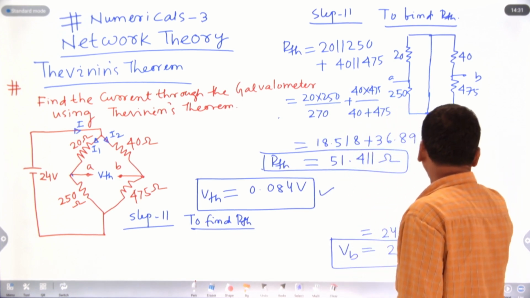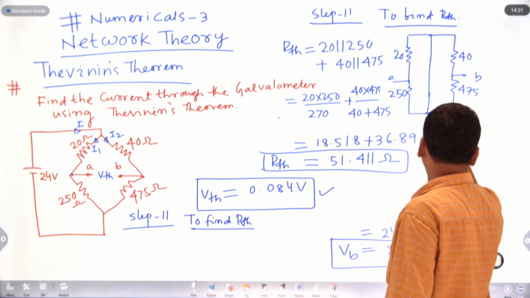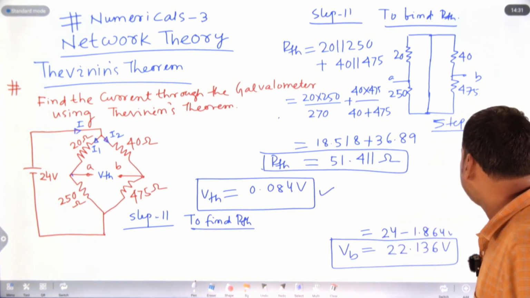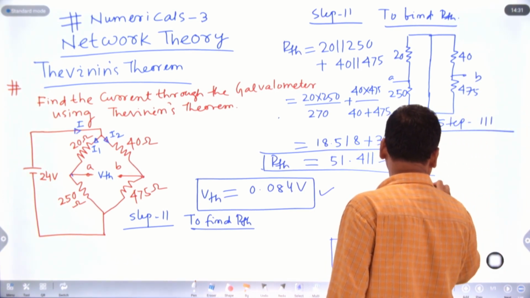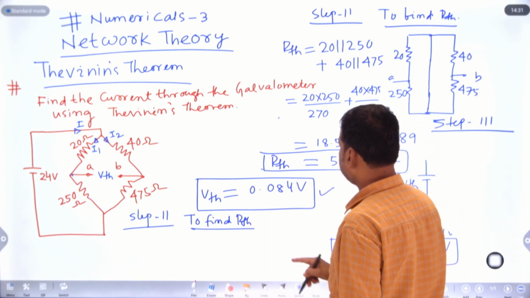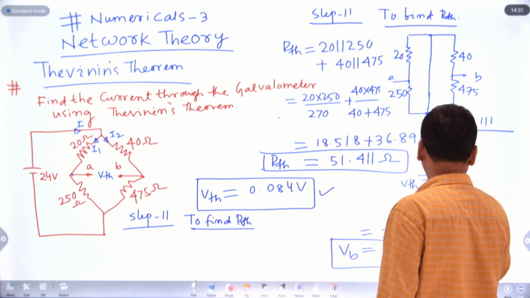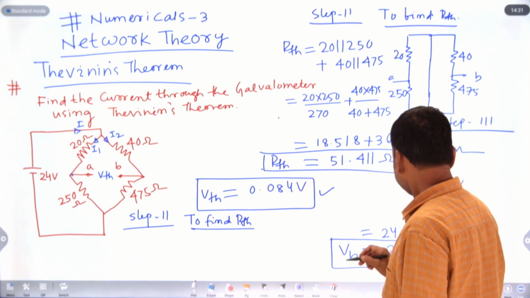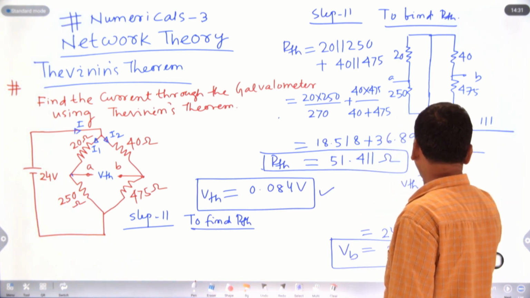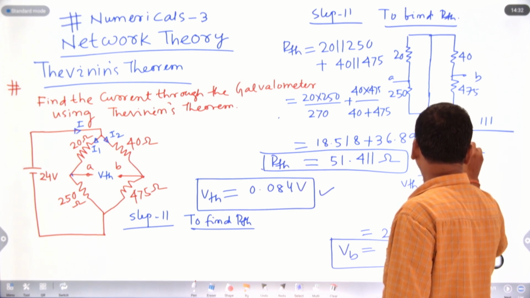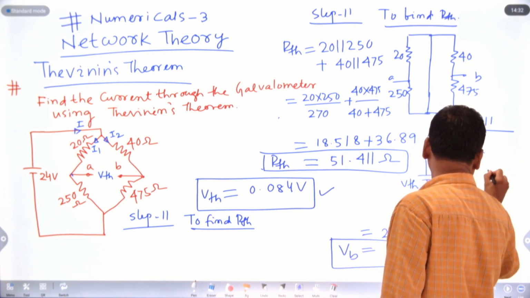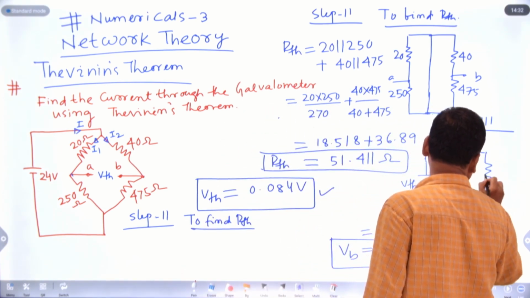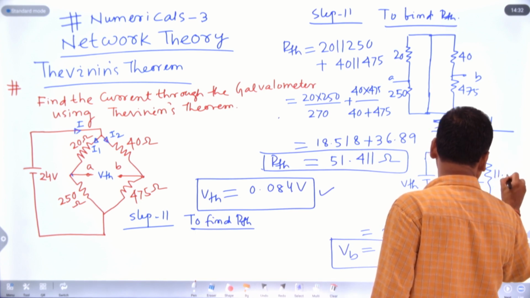So in step 3, first redraw Thevenin's equivalent circuit. Here this is VTH. The VTH value is 0.084 volt. The RTH value we got is 51.411. Then connect the load resistance here, that is RL. The galvanometer internal resistance RL is given as 11.1 ohm.